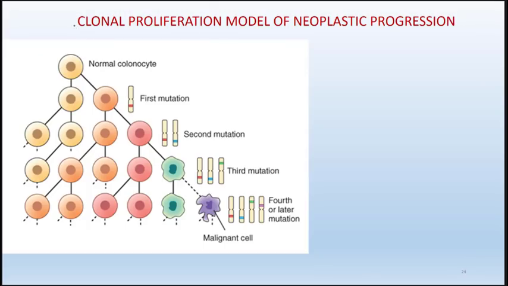This diagram here is the clonal proliferation model of neoplastic growth. These are specifically colonocytes, cells of the colon, and you can see that it all starts with one cell. Then we have the first mutation. This mutated cell can reproduce itself, but it can also undergo another mutation, a third mutation, and then a fourth mutation, producing that malignant cell.